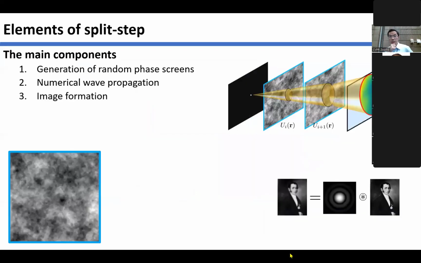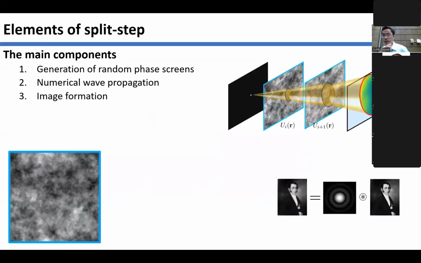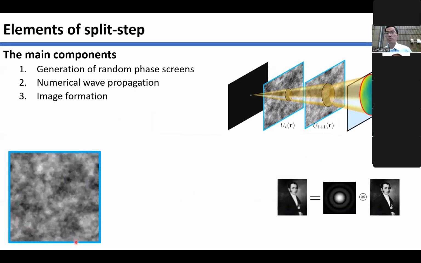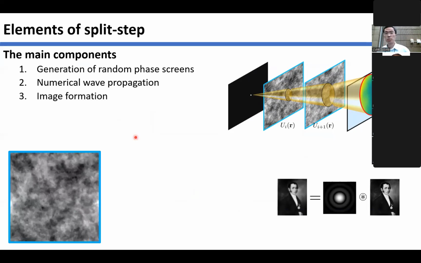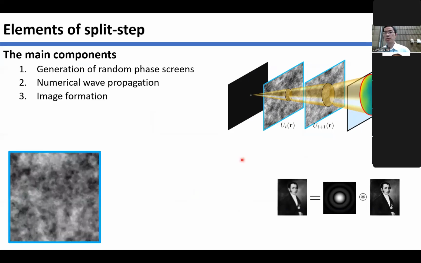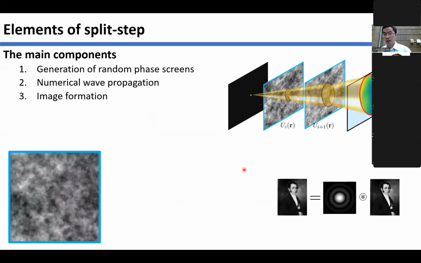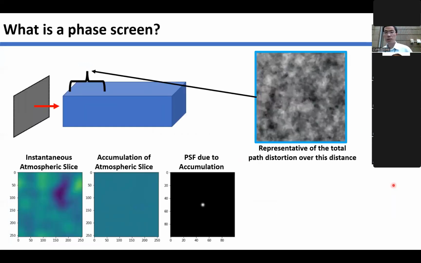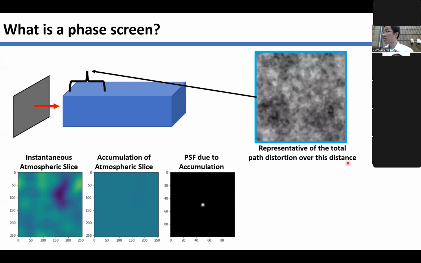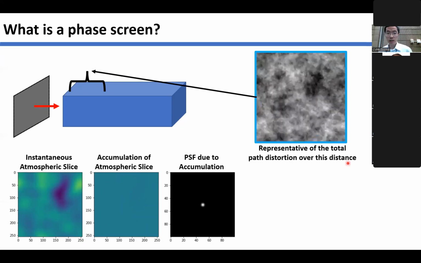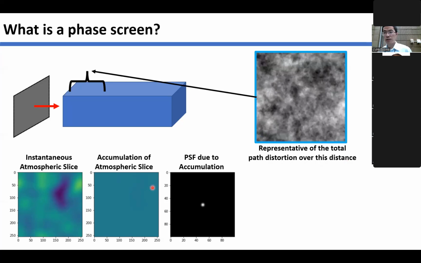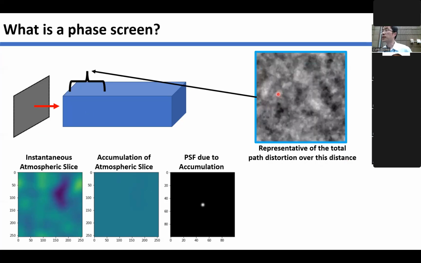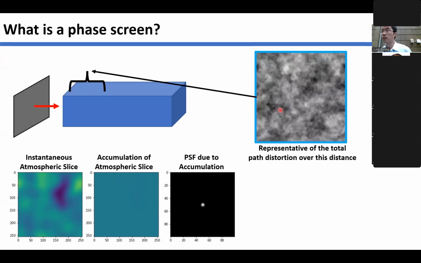Okay, so the elements of split-step, as you can see here, we need to generate the random phase screen. Then we need to do the numerical wave propagation, and then you do the image formation. So what is a phase screen? As I mentioned, a phase screen is just the random realization of the power spectral density. And as the wave is propagating through this random media, you look at different segments of this phase screen. So you have many, many phase screens along the path.